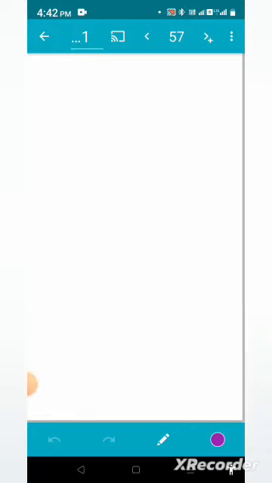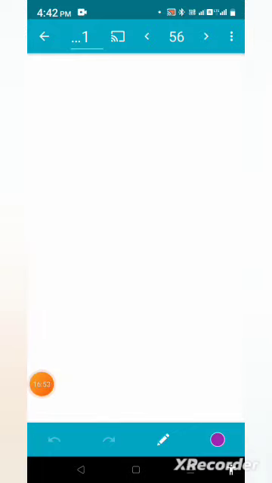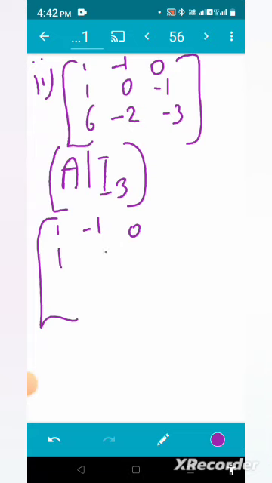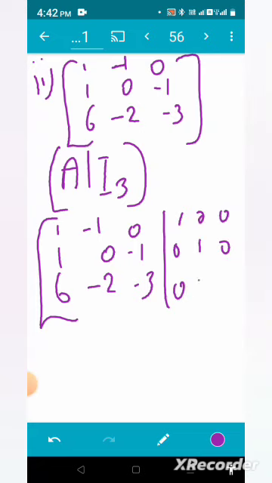So the second problem, the second one is 1 minus 1 0, 1 0 minus 1, 6 minus 2 minus 3. This is also using the Gauss-Jordan method. We get the matrix and an I3 matrix. So I create this first: 1 minus 1 0, 1 0 minus 1, 6 minus 2 minus 3, and 1 0 0, 0 1 0, 0 0 1.